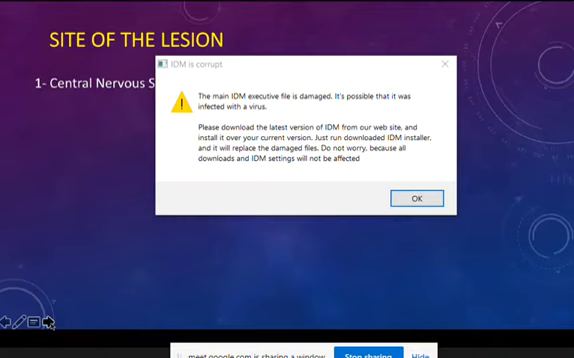There are too many different sites of the lesion. The lesion might be in the central nervous system. We call it upper motor neurons. The central nervous system includes the brain and the spinal cord. We call it CNS. We call it upper motor neuron lesion. This is one of the localizations.